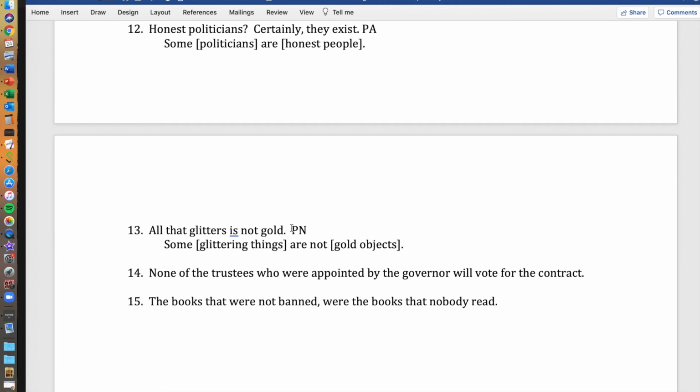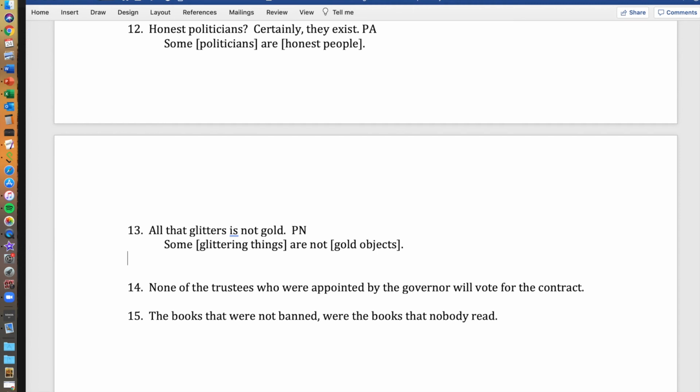However, and I think in this case especially, it would be all right to obvert that statement, and we'll learn about obversion later, but perhaps you've done it this way, just thinking about it naturally in your own reasoning capacity. So if you were to say some glittering things are non-gold objects, then that would be perfectly acceptable too.